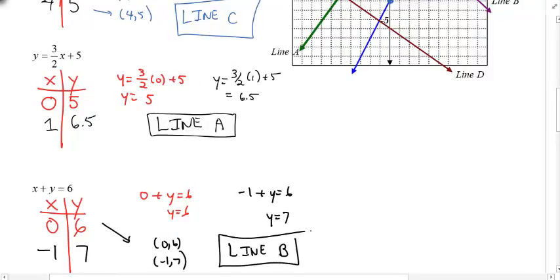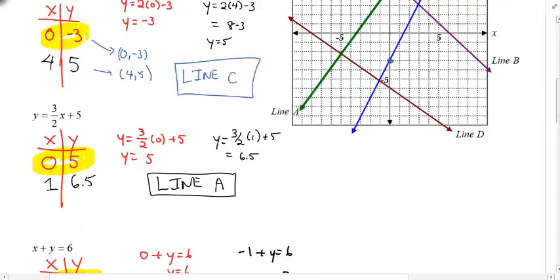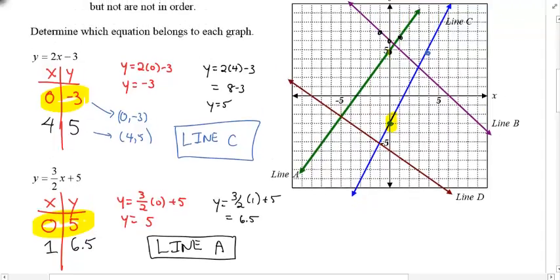Okay, so there you have it. Just make a table of values, find at least 2 points, and plug them in. You might be looking at this and saying, Mr. Lee, I think you did a lot of work, because if you just look at the y-intercepts, the values when x is 0, they're all different. And you could have just told us right there which are the 3 lines. True. But once again, I want you to double check and make sure you're correct. I would like you to use at least 2 points.